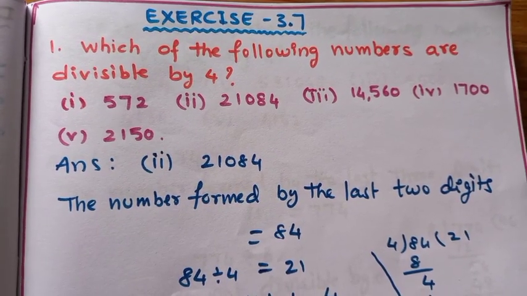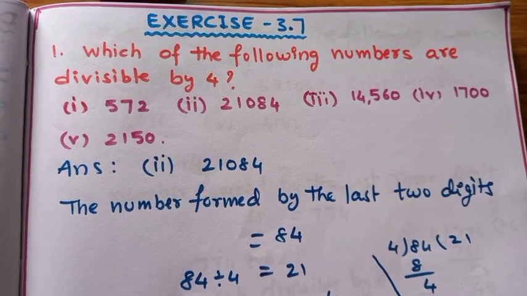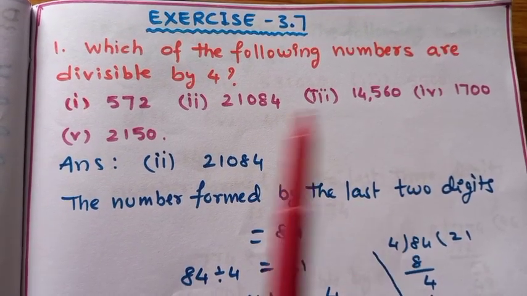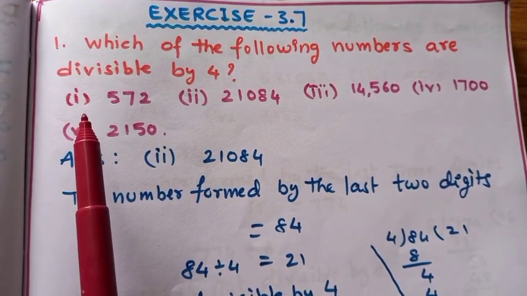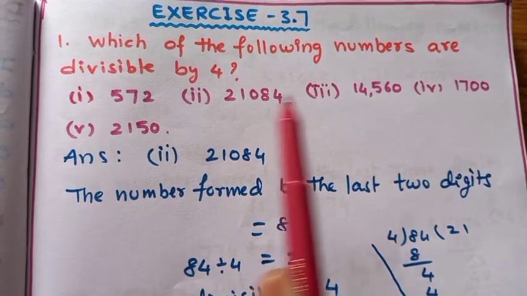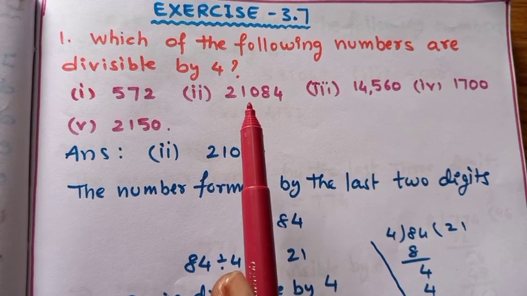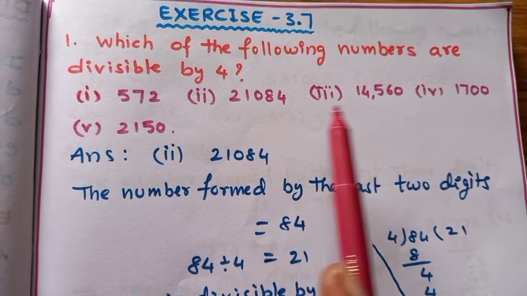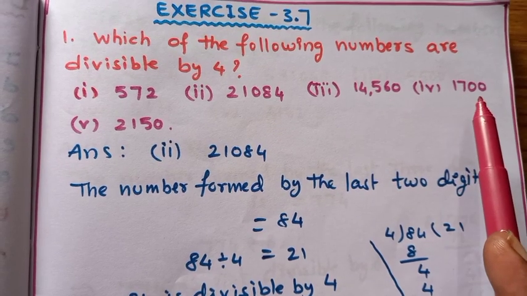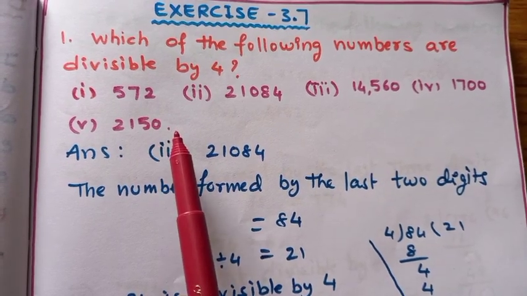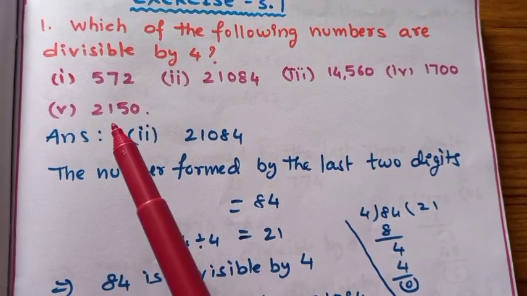Now we will move to exercise 3.7. Which of the following numbers are divisible by 4? Here we have 5 sub questions. First 572, 21,084, 14,560, 1,700, 2,150. I will solve the second question and the fifth question.